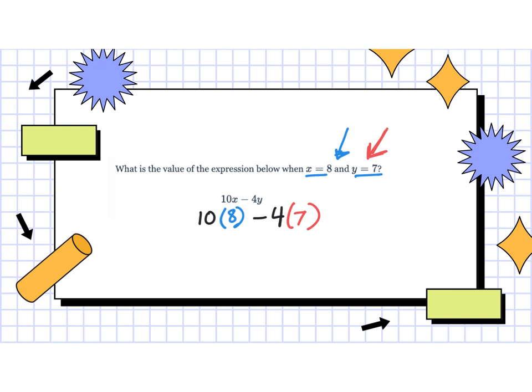Now I'll just use black from here. 10 times 8 will be 80, minus 4 times 7 is 28. And in your head or showing your work, it doesn't matter, or using your calculator if you need it, you can have your 52. So the value of this expression is 52.